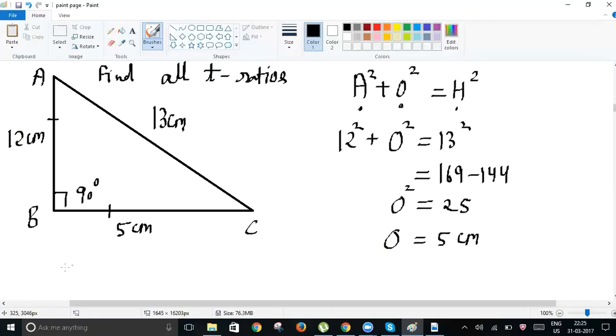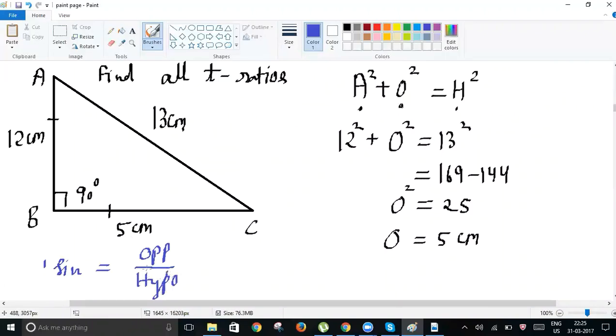Okay. Now I'm going to calculate trigonometric ratios for you. I will calculate the first trigonometric ratio, that is sine. Do you remember the sine formula? Sine is opposite divided by hypotenuse.